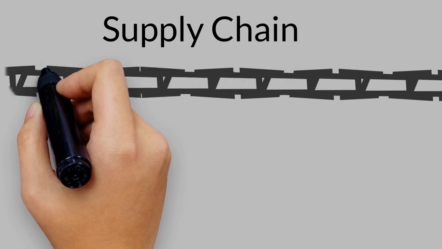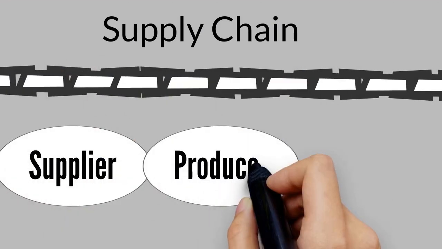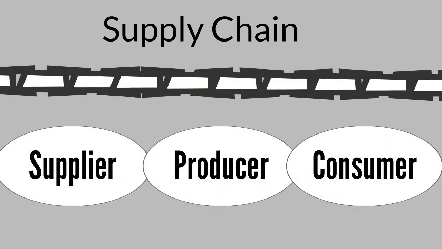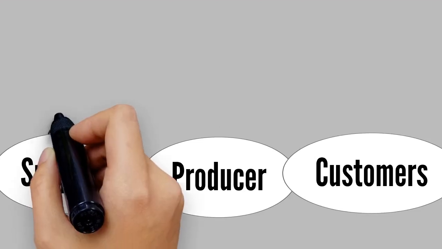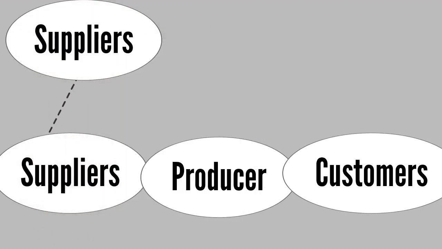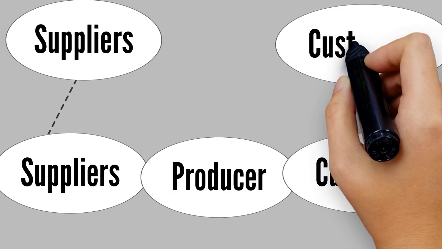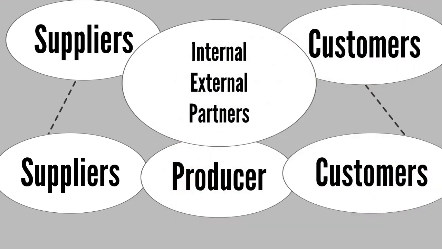The supplier chain is broader than the supplier, producer, consumer links so often referred to. It's a network of interconnected links, including supplier-supplier and customer-customer, as well as the many internal and external partners who contribute to the end product.